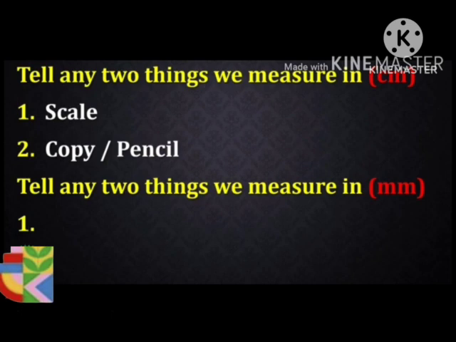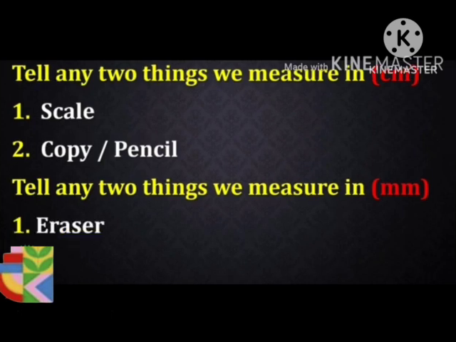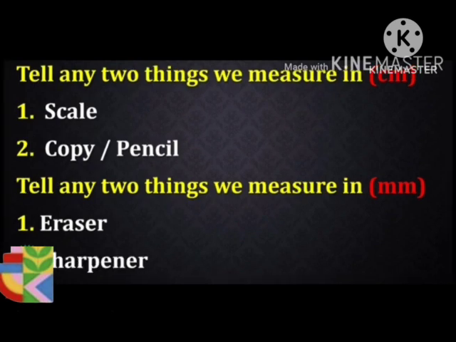Now we will learn two things we measure in millimeters. Eraser. Children, remember all these things are those which you see and use in your daily life. Eraser, you hold it in fingers, very small, even the smallest. So it will be measured in millimeters. And one more is sharpener. This is one more thing that you use daily. Sharpener is about the same height as an eraser, and you can also measure it in millimeters.